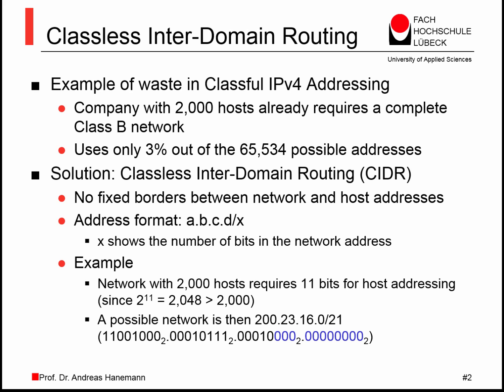A new notation has been introduced where the number behind the slash indicates how many bits belong to the network part. In our example, we can determine that 11 bits for the host part are sufficient for the company because 11 bits provide 2048 values, which is more than needed for the 2000 hosts. In addition, we can see the notation for an example network.